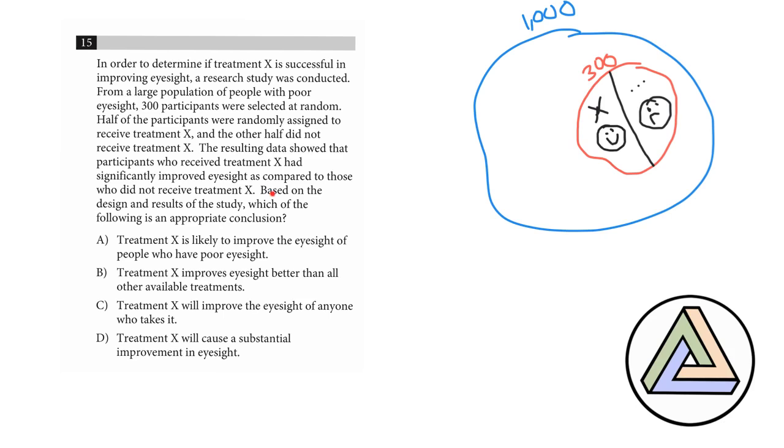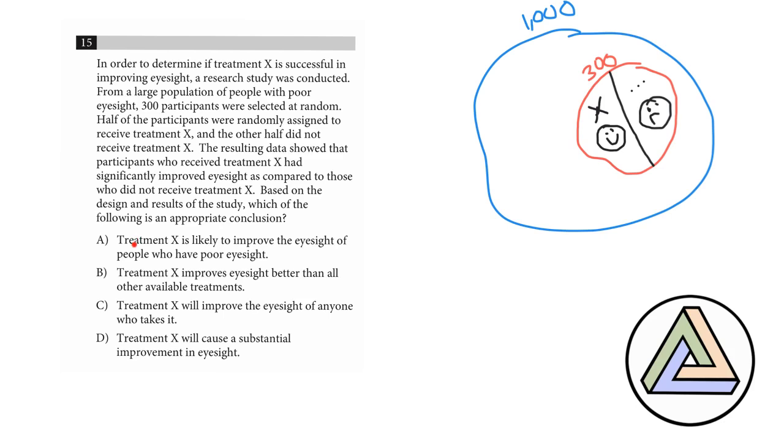So it says, based on the design and results of the study, which of the following is an appropriate conclusion? So without even looking at the answer choices, let's ask ourselves, what is an appropriate conclusion to make from this? I would say that the appropriate conclusion is that it looks like the treatment might very well work. It doesn't mean that it works in every single case. It doesn't mean that it's foolproof, but it looks like it works pretty good. There's reason to believe that the treatment is good for many people. That's the appropriate conclusion to make.